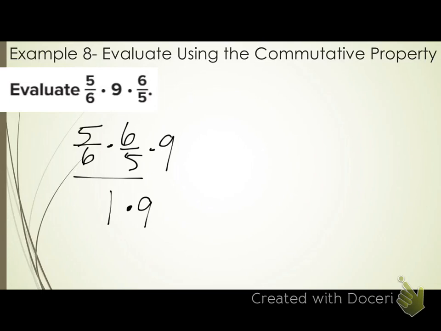Okay. 1 times 9 gives me 9. What property is that from yesterday? Multiplicative identity. Perfect. Multiplicative identity. Anytime I multiply a number by 1, I get that number back.